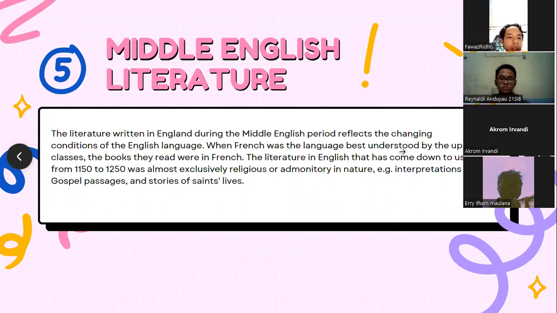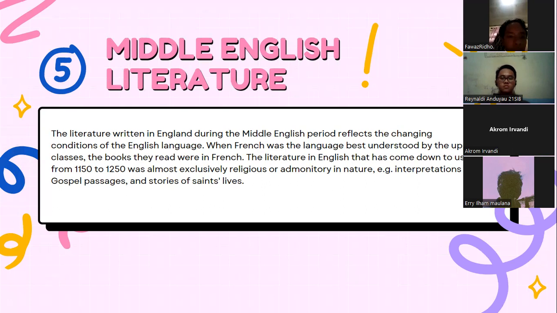So, the Middle English literature. The literature written in England during the Middle English period reflects the changing condition of the English language. When French was the language best understood by the upper classes, the books they read were in French. The literature in English that has come down to us from 1150 to 1250 was almost exclusively religious or admonitory in nature: interpretation of gospel passages and saints' lives.